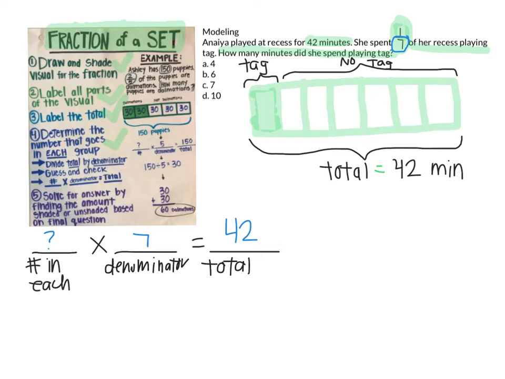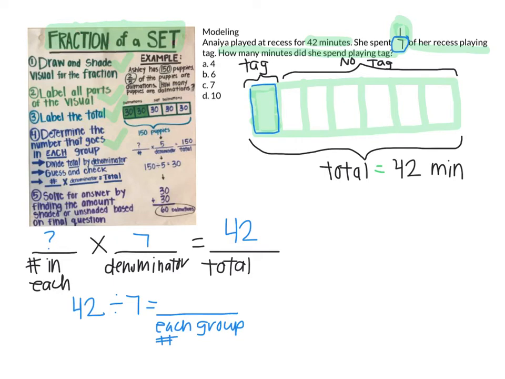So anytime we have a missing factor and a total, we can solve using the inverse operation. So I asked myself, what's the opposite operation of multiplication? Division. So we can flip-flop this equation and take 42, divide that into 7 equal groups to find out how many in each group. So we're solving for how much goes in each group.